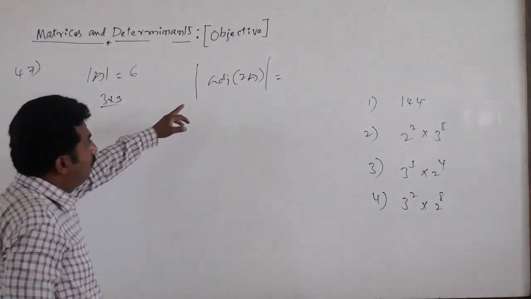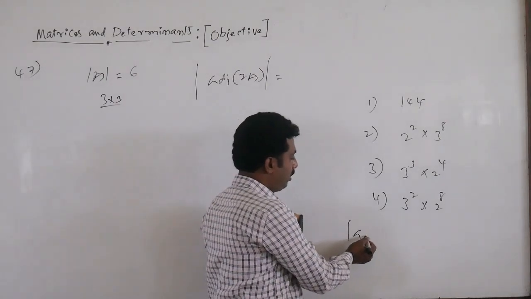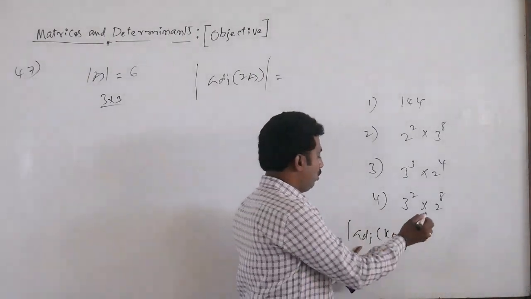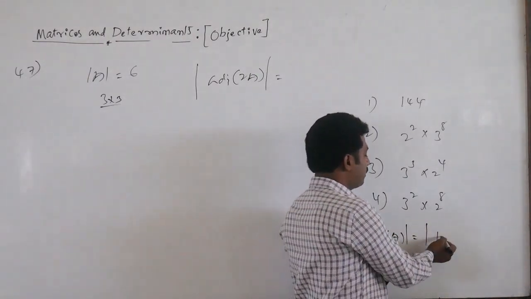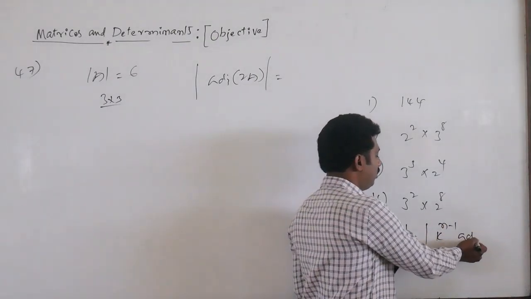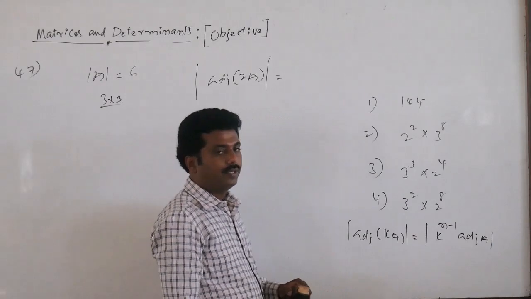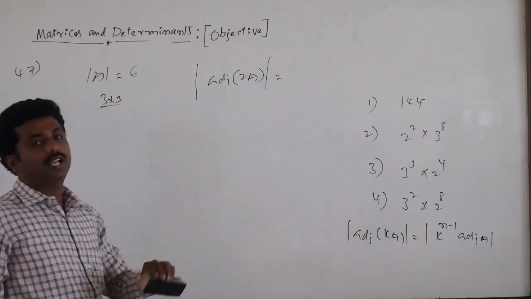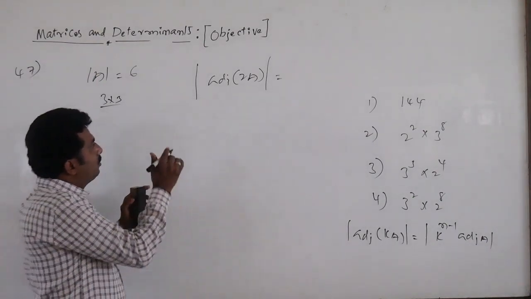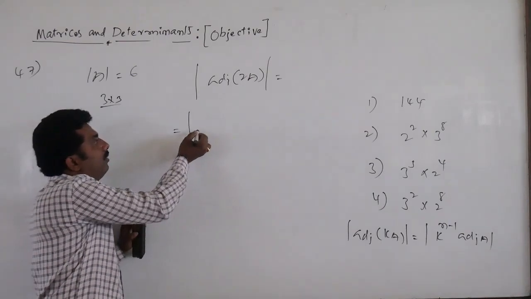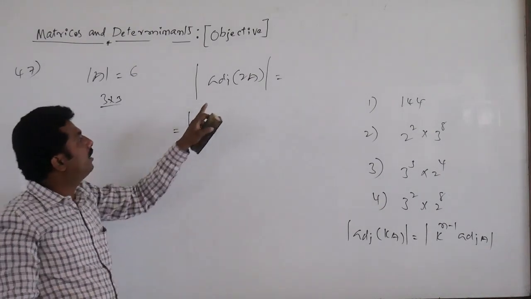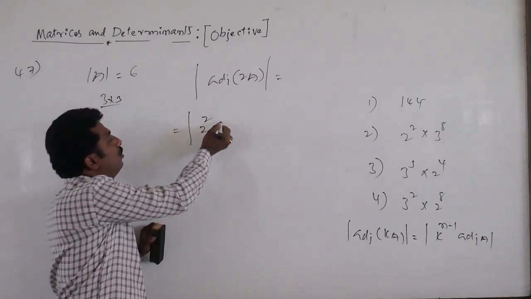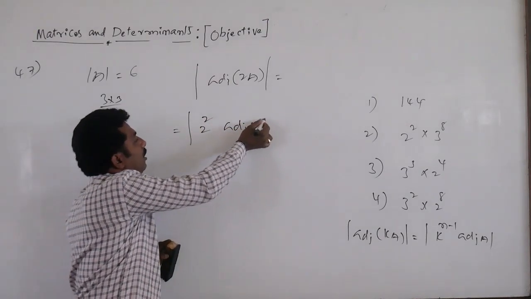What is the determinant of 2A? Observe one property: the determinant of adjoint of kA is there. So the adjoint of kA means k to the power n minus 1 into adjoint of A. Here n is the order of the matrix and k is some scalar, a constant. So for 2A, it is 2 to the power n minus 1, where n is the order of the matrix, 3, minus 1 means 2, into adjoint of A.